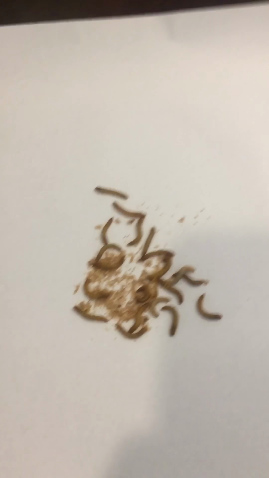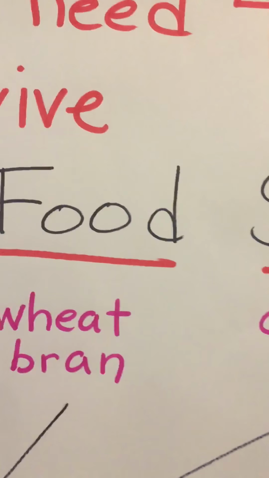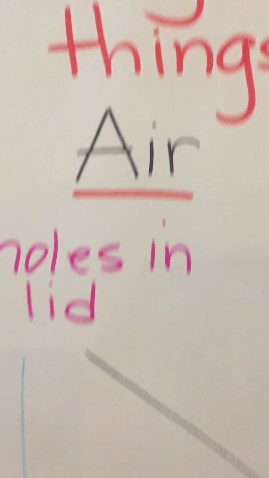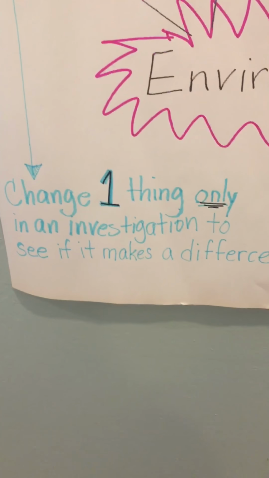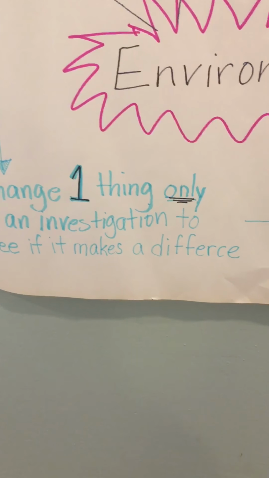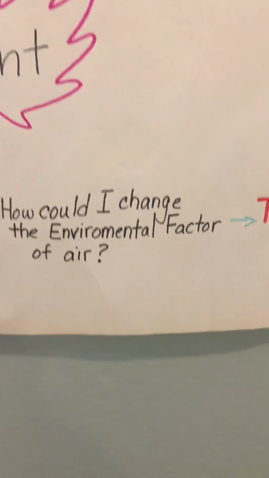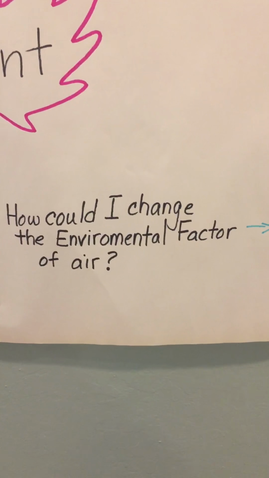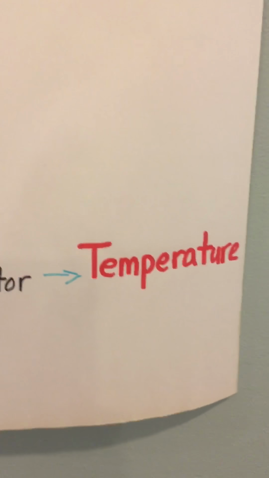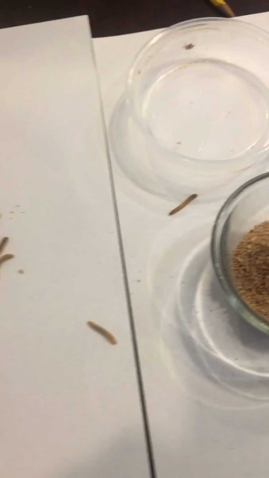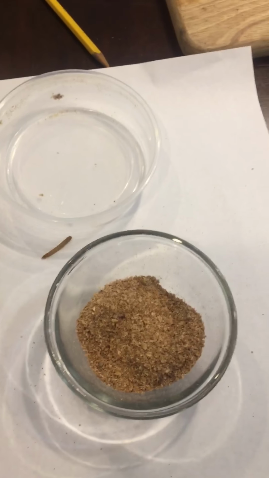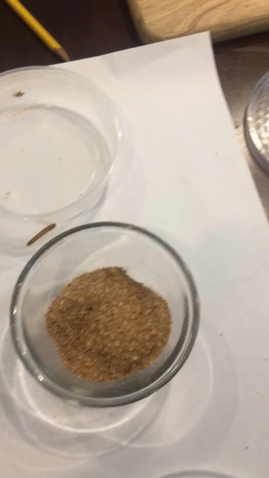Let me go back and think about the 4 factors of the environment. We have air, water, food, and space. I'm going to think closely about air. I want to change one thing only in an investigation to see if it makes a difference. So, how could I change the environmental factor of air? I'm going to do temperature. So when I set up my investigation, I want everything else to be the same. I want to put the same number of mealworms, the same space, the same food, and the same water source.